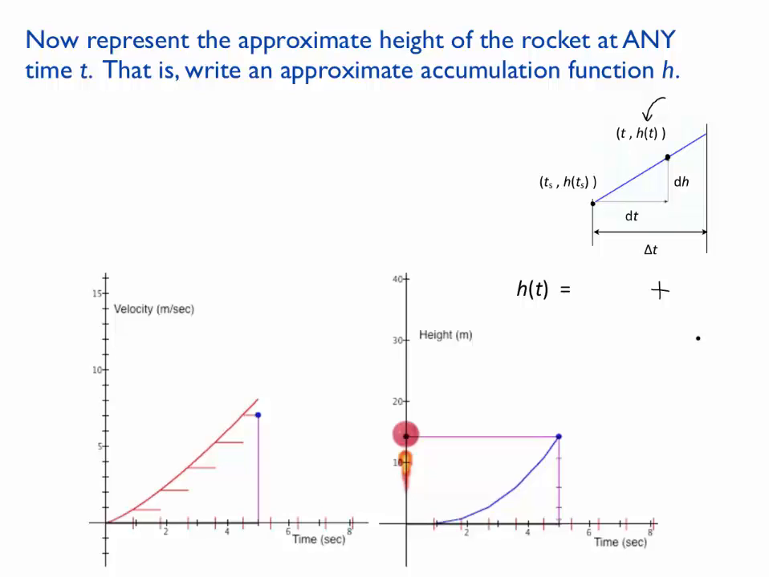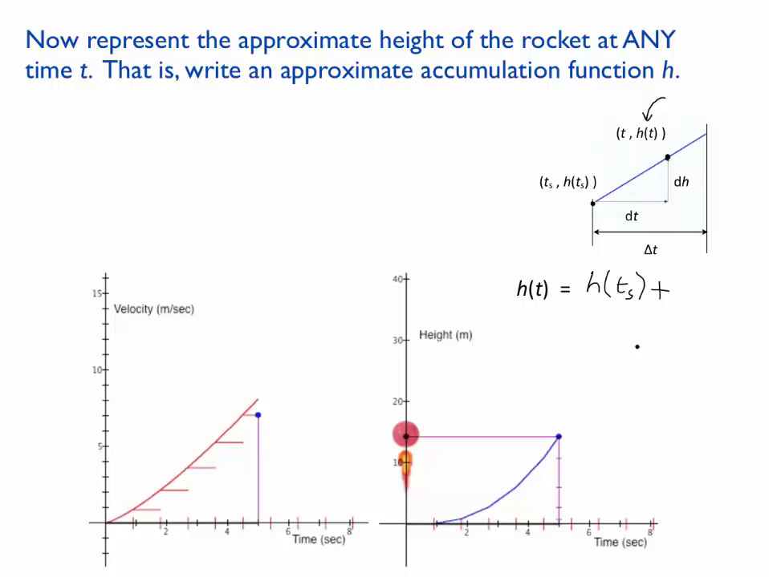We're trying to find a height, so it's going to be the sum of two. Is it dH plus dt? What's the first thing we start with? The starting height.